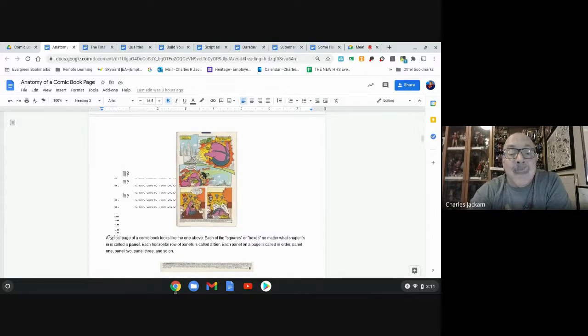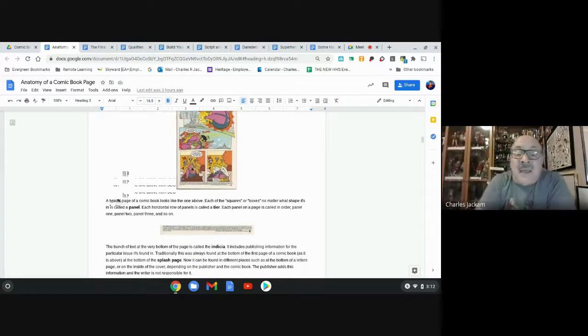Now, typical pages of a comic look like this, and you can see 1, 2, 3, 4, 5 individual pictures. This would be a 5-panel page. You notice all that little teeny print down there under the bottom. That's the indicia. In other words, it indicates who owns this particular publication and how often it comes out. And it's all the legal stuff saying basically you can't steal this, et cetera.